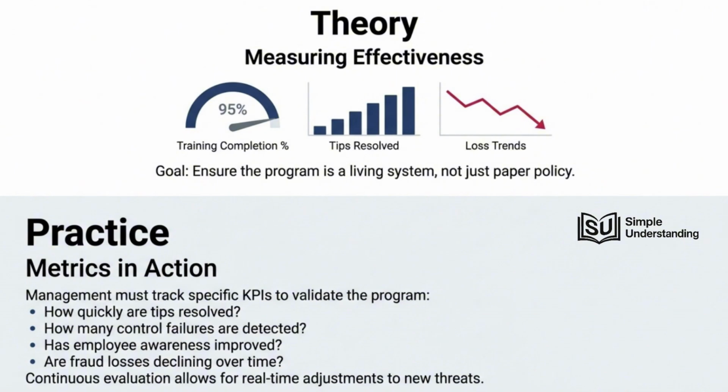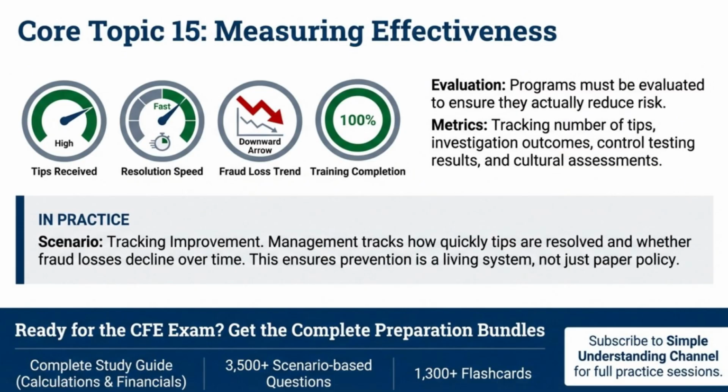In real organizations, management may track how quickly tips are resolved, how many control failures are detected, how employee awareness improves, and whether fraud losses decline over time. Continuous evaluation ensures that prevention is not just a policy on paper, but a living, effective system.